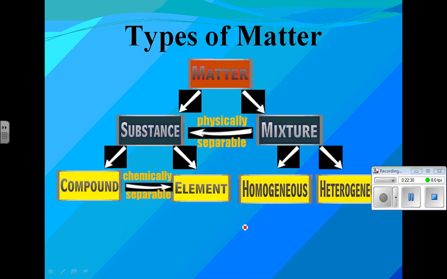You can break a mixture down physically into its substances, so that's important to realize. Like we could have broken salt water down into salt and water, so those are two different compounds then. Remembering that compounds can also be chemically separated and made into their elements, so make sure you add those additional arrows. And again, go ahead and pause this so that you can get all this written in your notes.